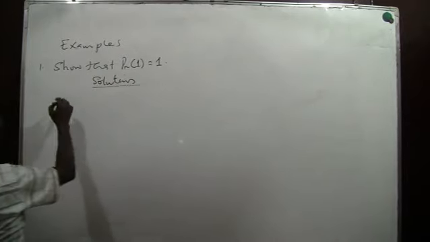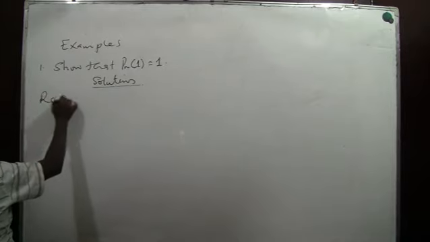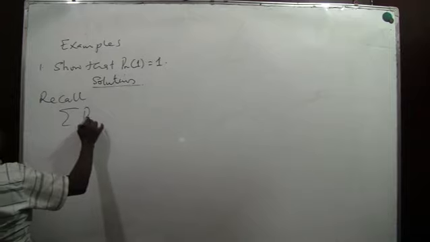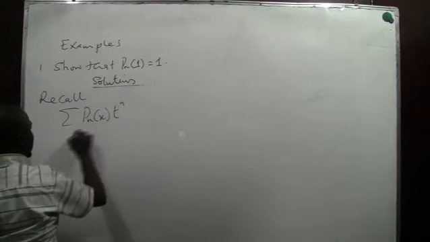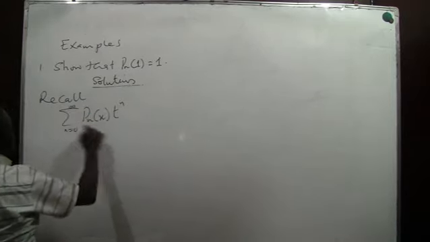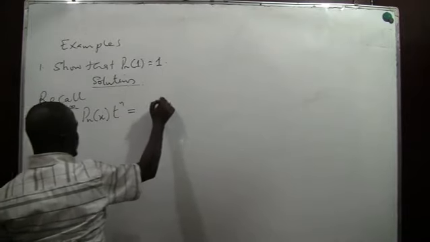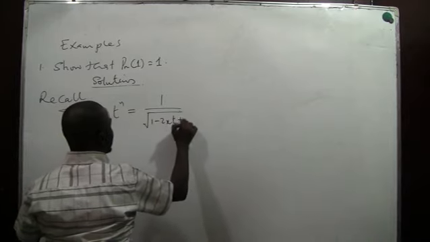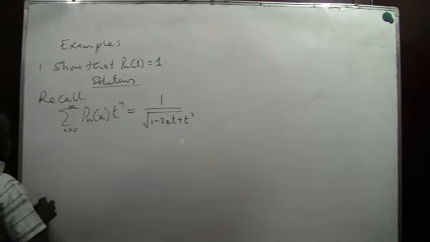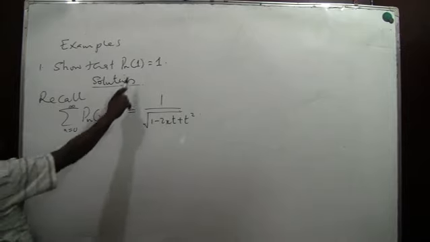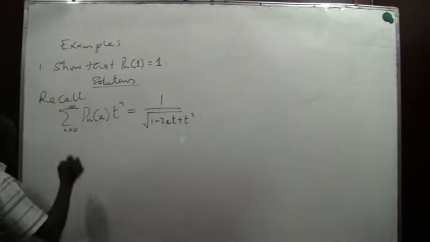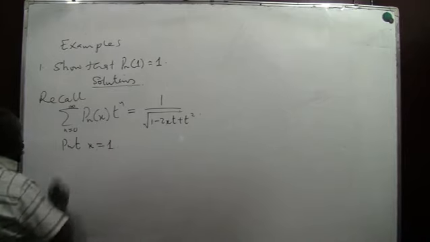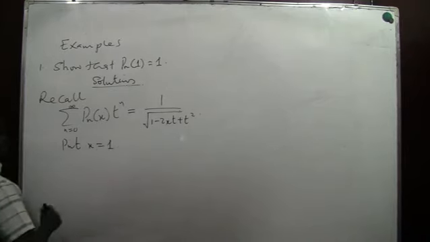Solution. We recall that summation Pn of x t raised to power n from 0 to infinity equals 1 divided by square root of 1 minus 2xt plus t squared. Now observe that the value of x is given here. So we put x equals 1.